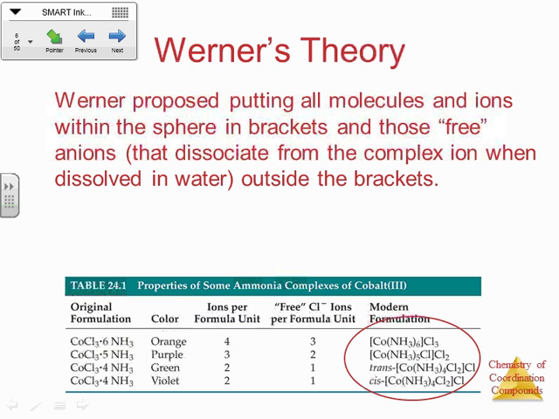Because with the old way of writing these formulas, there was no difference between this green and violet right here, and people couldn't figure out why it is sometimes green and sometimes violet if there's the same amount of Cl3 or Cl and NH3 in both of these, okay? And so Werner is the one who came up with the idea of coordination compounds in general.